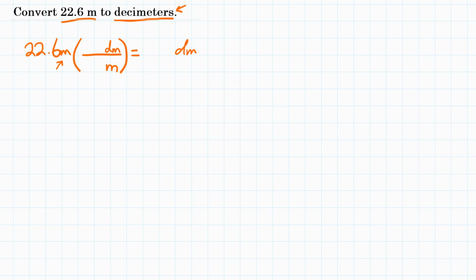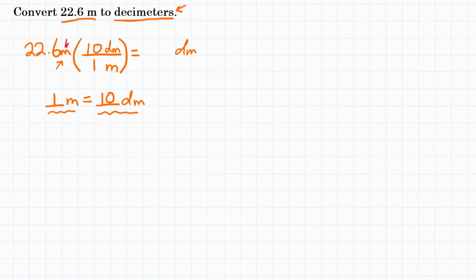Now, what numbers are going to go in my fraction? Well, that depends on the relationship between my two units. I need to figure out how many meters equals how many decimeters. I need a relationship between those two units. Just so happens that 1 meter is exactly 10 decimeters. So I can use this relationship in my conversion factor. I will have 1 meter on the bottom, just like that, and I will have 10 decimeters on top, just like that.